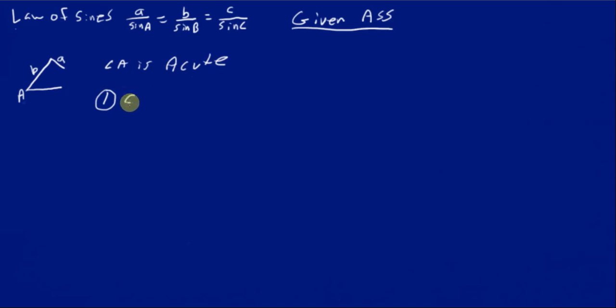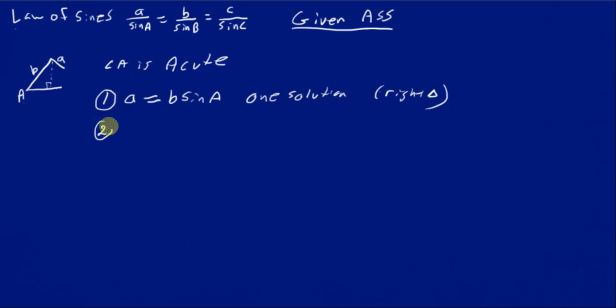First thing we're going to check is A, length of A, equal to B times the sine of A. If those two things are equal, then we have one solution. And it turns out that this would be a right triangle. Basically what's happened, the length of this side A is perfect. It's going to come straight down here and create a right triangle.